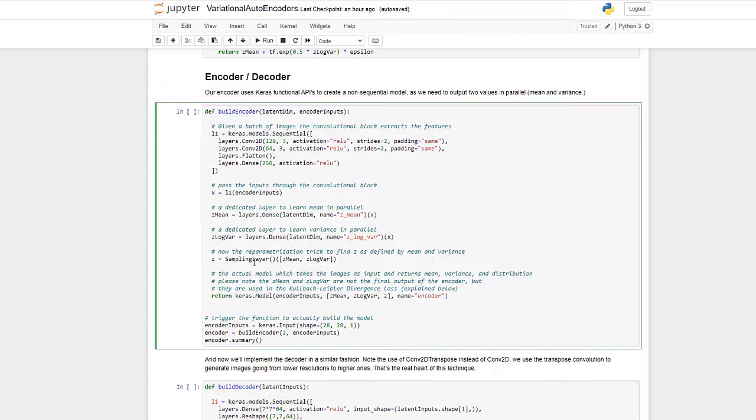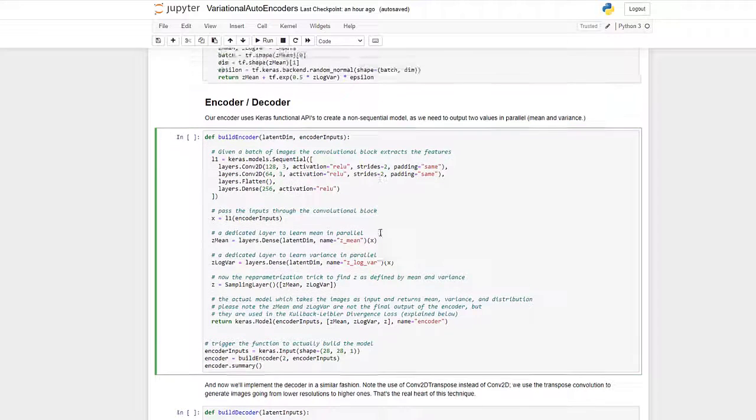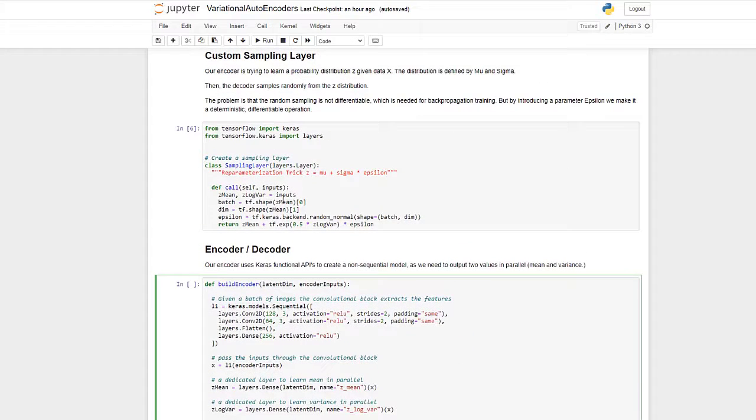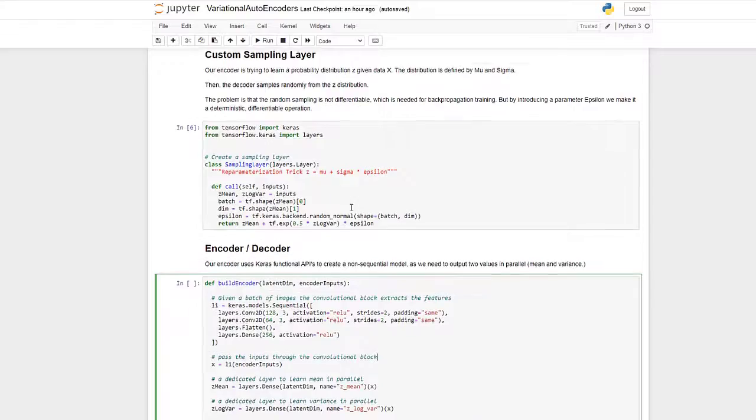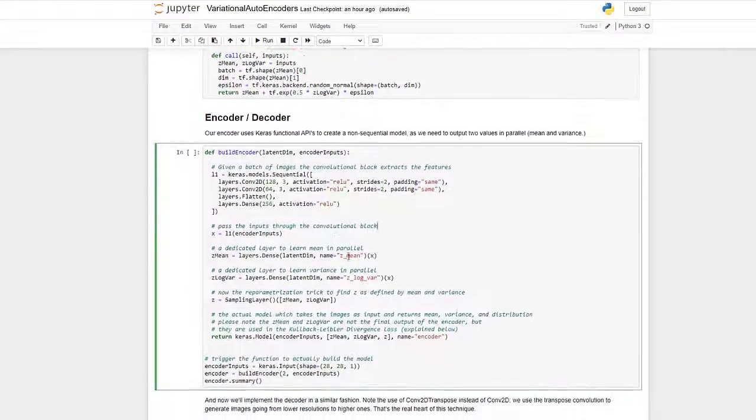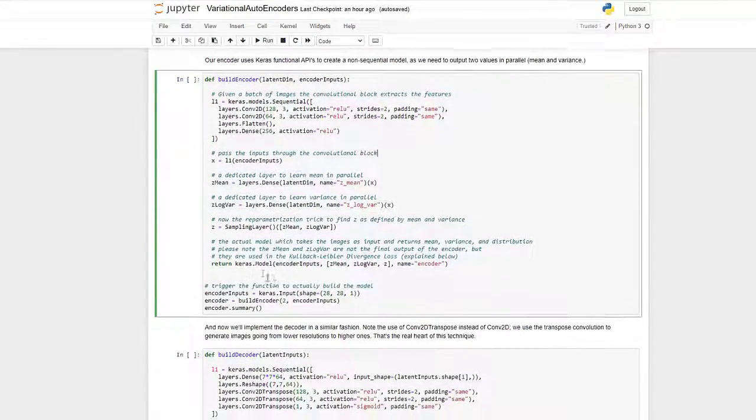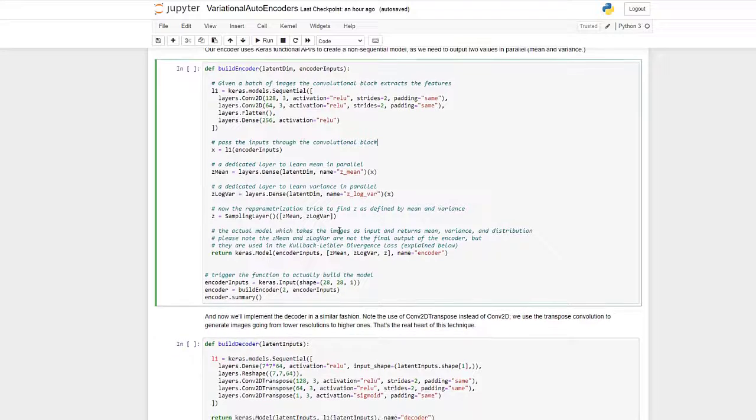We then call the sampling layer with the z-mean and z-log-var that we just set up. Again, that's dumping it into here where we apply that reparameterization trick to combine it all together. And finally, we return the actual Keras model that's composed of it all.